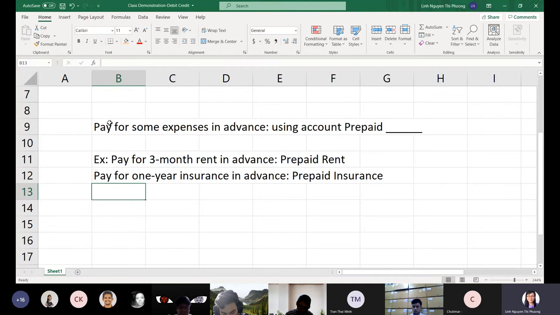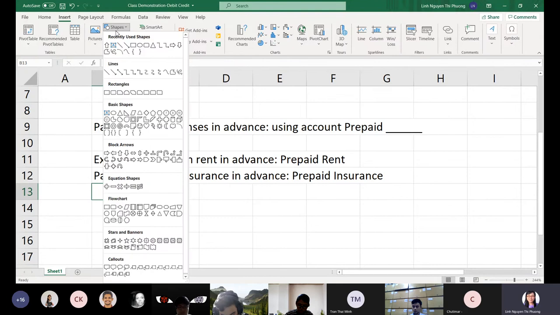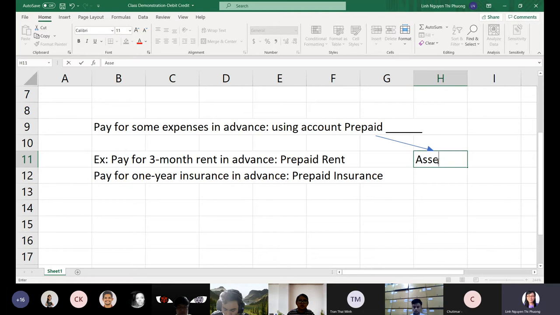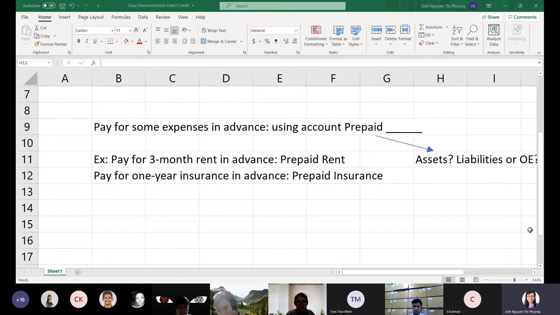Now, anyone guess? Is it an asset? Is it a liability? Or is it an owner equity? Guess. Asset, liability or owner equity? What is it? Again, we pay for something before we use it. It's an asset, all right? What about others? What do you think?